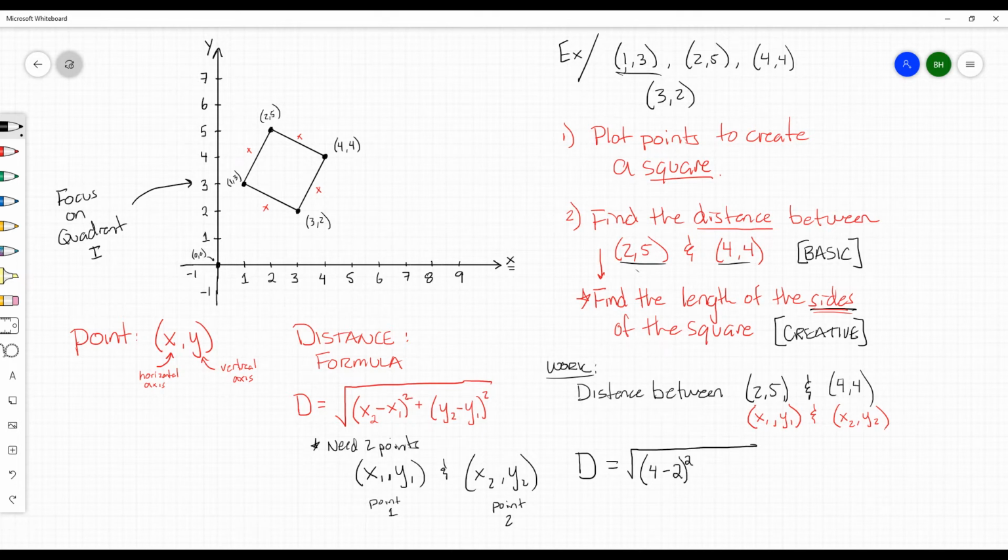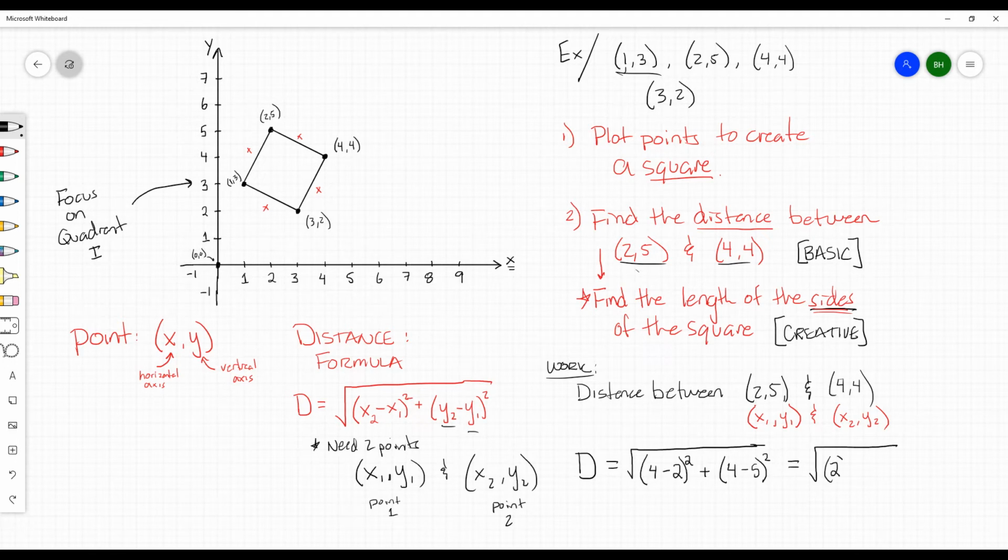I'm going to square that value, add this quantity with this other quantity, looking at the second y term and the first y term, 4 minus 5, value squared. And then I can start simplifying it so I can make this easier to solve. I'm going to still have the square root here. 4 minus 2 is 2.